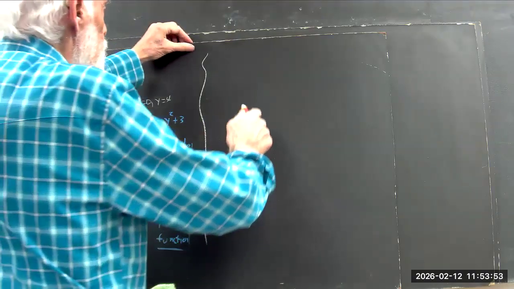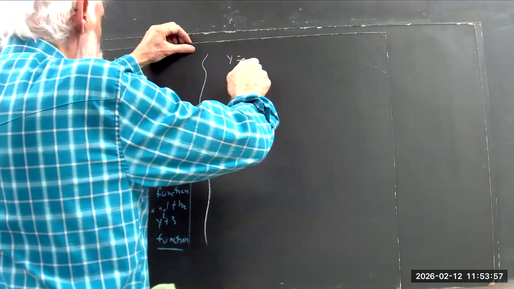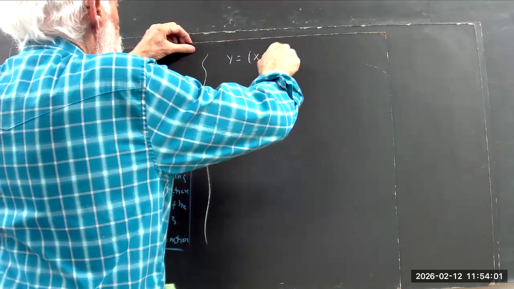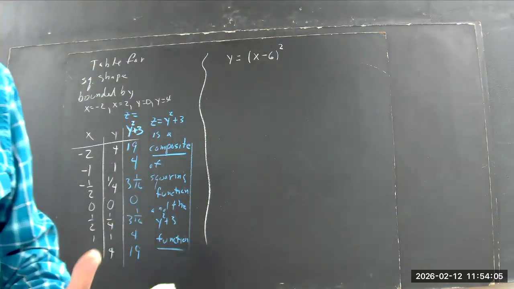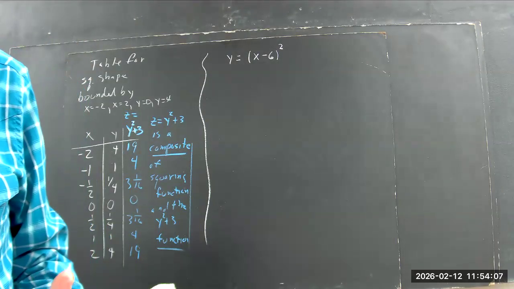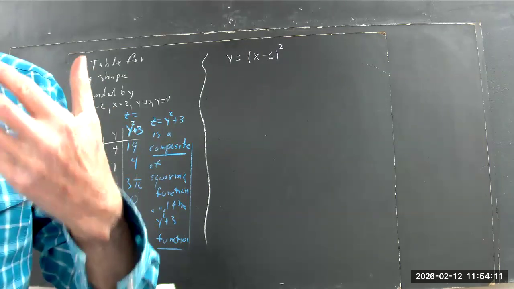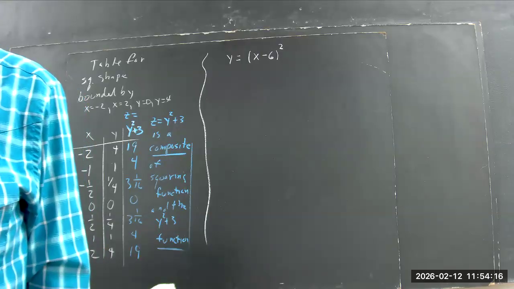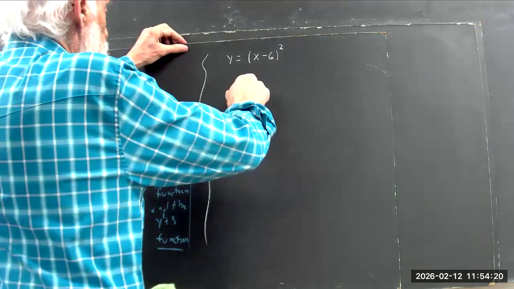Let's say we have y equals x minus 6 squared, and I want to do a graph of this function. And I want to do it by making a table. Well, I'll tell you the table that I would recommend you make.